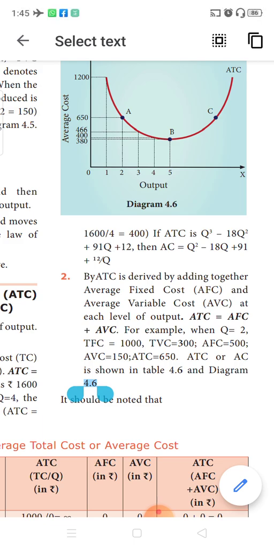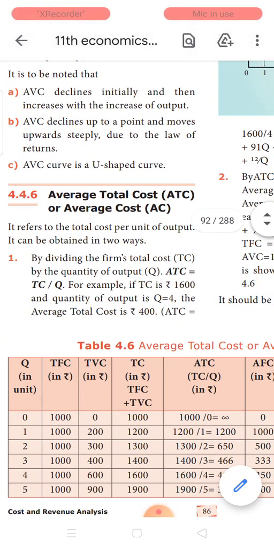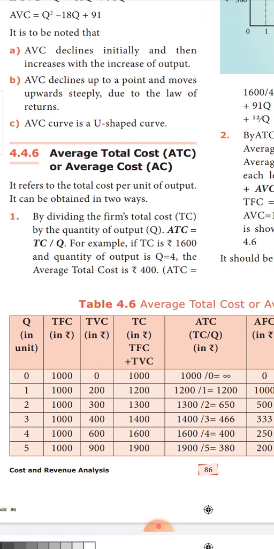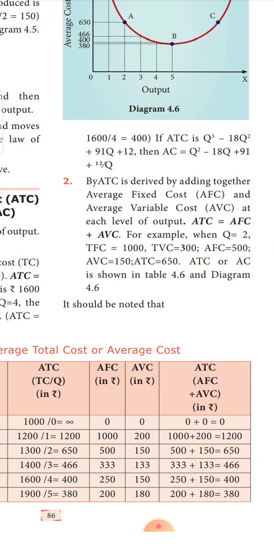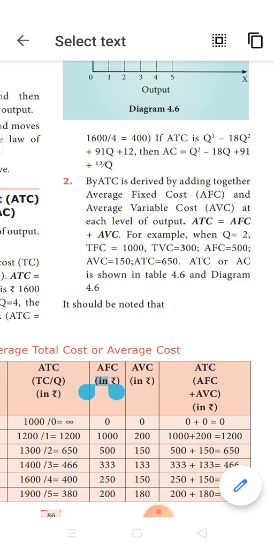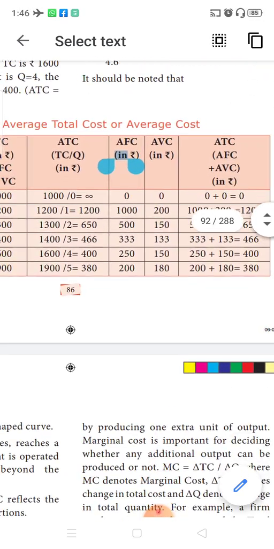Now, given total cost, you can find the average cost given the quantity of output. See, in the example, they have given total cost is 1600, and quantity of output is 4. Very simple. How to find out average total cost or average cost? 1600 divided by 4, which is 400. Very simple. Average total cost is 1600 divided by 4, which is 400. Now, there is one more method to find it also. You can find it from the equation that is given if you want.